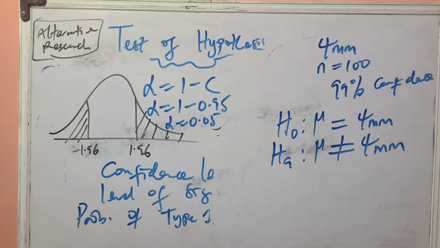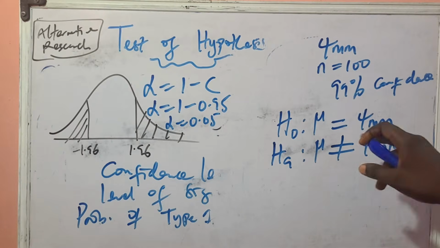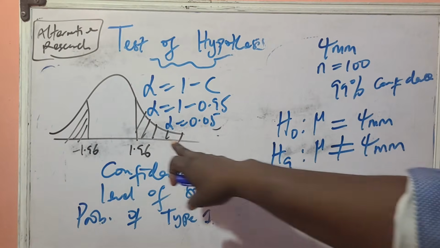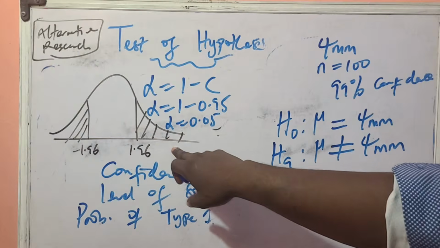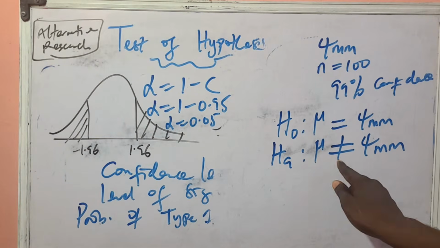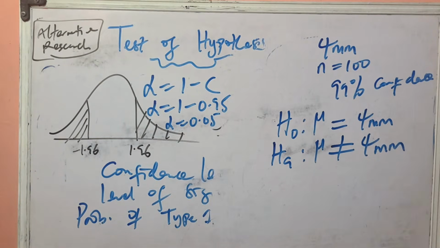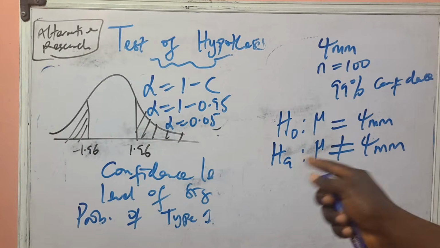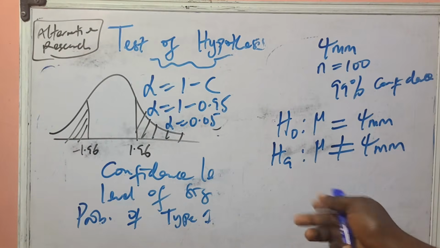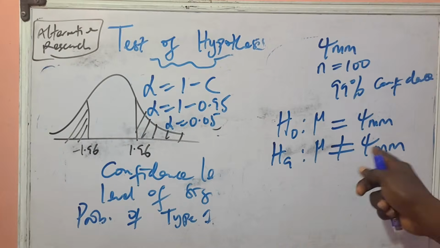I told you that when you have not equals to, it's going to be a two-tailed test, and the diagram is going to look like this. If this was greater than, it's going to be a one-tailed test, a right-tailed test. If it's less than, it's going to be a left-tailed test, which is also a one-tailed test, but a left-tailed version.